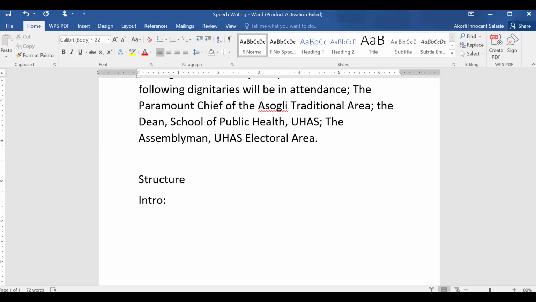You have to address the dignitaries that are there. You need to also introduce yourself first before addressing them, because they don't know you. Let's say this is our paragraph one. Paragraph one is equal to the intro. Paragraph two, what do you write?